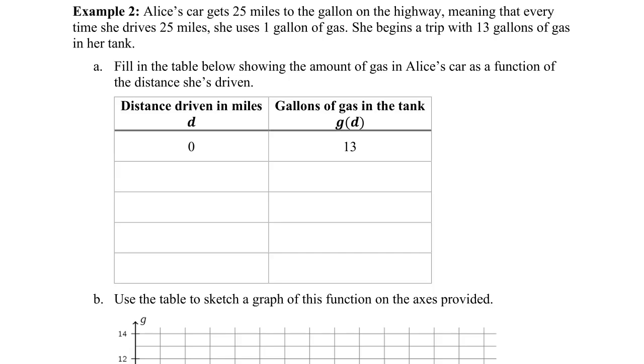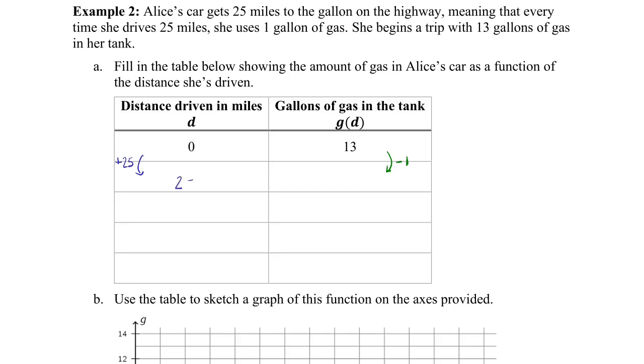And so what we want to do first, just to get a sense of what's happening here, is to make a table of values showing a relationship between the distance that she's driven and the amount of gas she has left. Now this says every time she drives 25 miles, so that means every time she adds an extra 25 miles driven, she uses 1 gallon of gas. So every time she drives another 25 miles, she's going to subtract 1 gallon of gas.